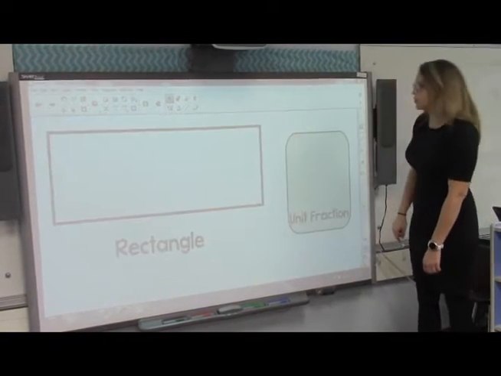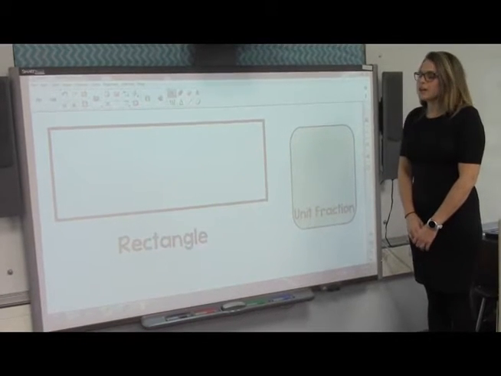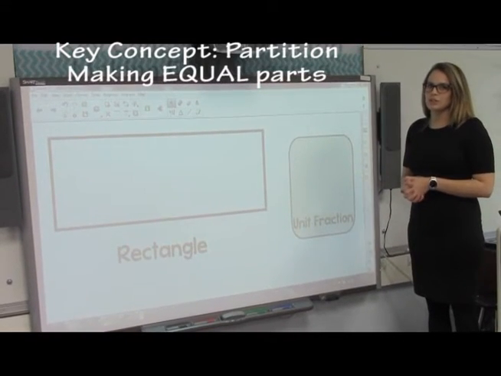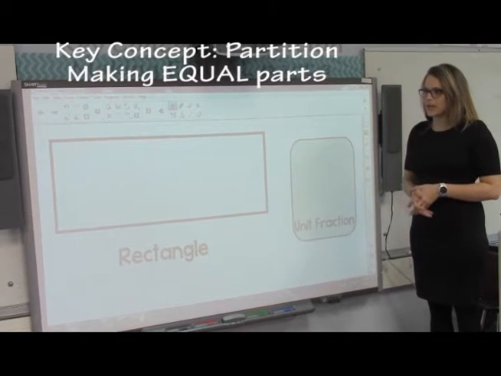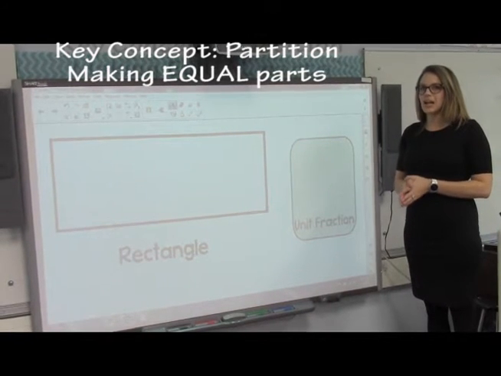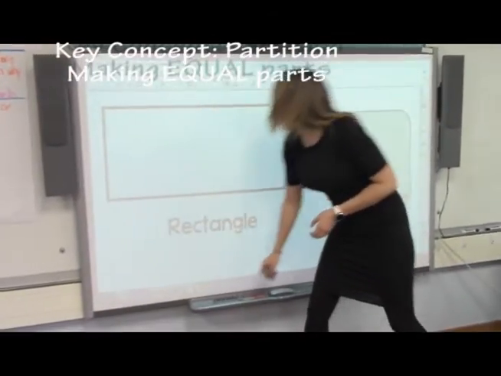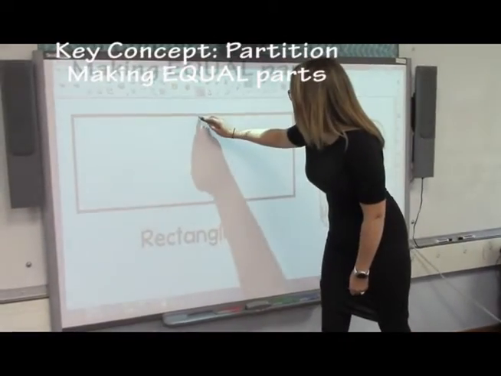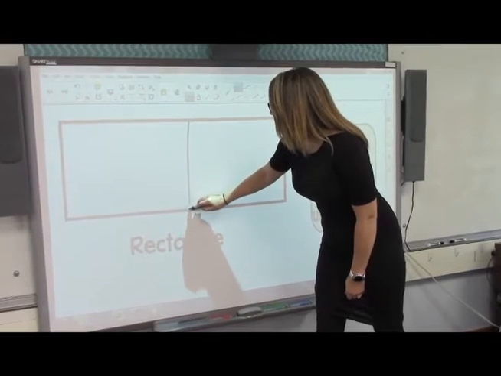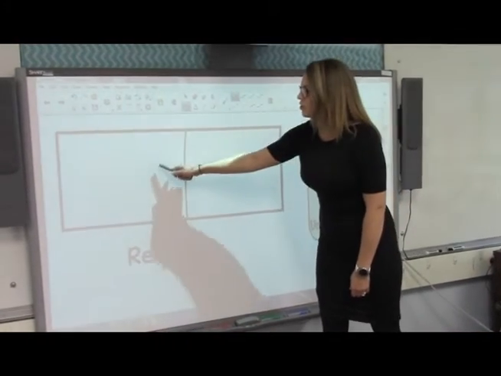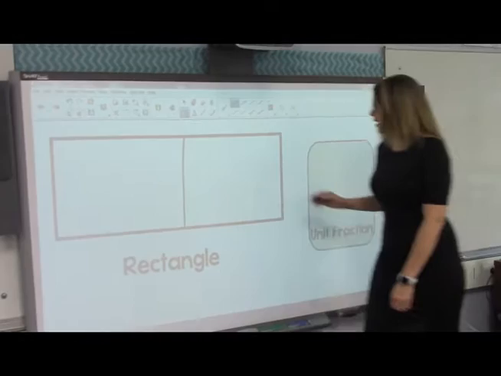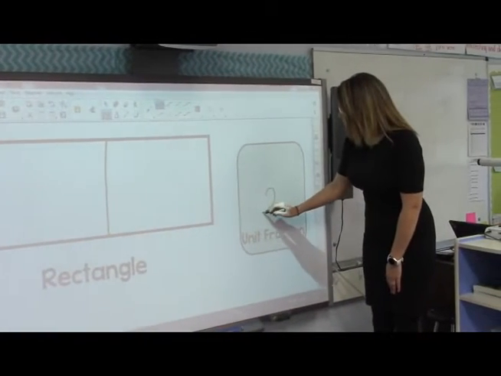Let's take a look at our first shape, which is a rectangle. Rectangle is my favorite shape to partition because you can partition it so many different ways. And remember, partition means it has to be cut into equal pieces. So I can cut the rectangle right in half. And now I've partitioned it to have two spots. And remember, that would make our denominator 2.